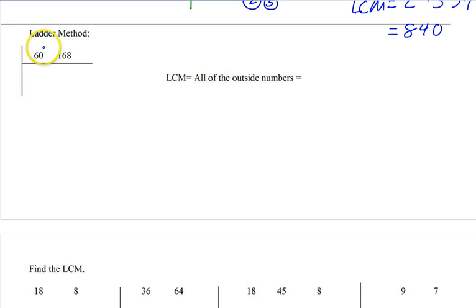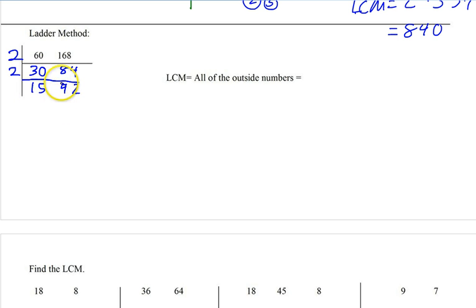So what's a common factor for 60 and 168? Well, we know they have a 2. And then we just need to find out what's left now. So 2 times what will give you 60? It's 30. And 2 times what gives you 168? Well, that's 84. And then we draw a line because they still have something in common, which is a 2. 2 times 15. 2 times 42.